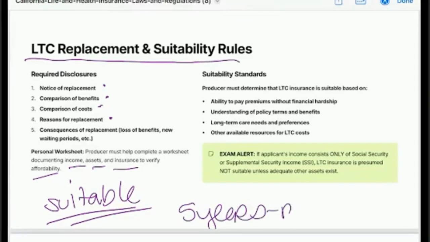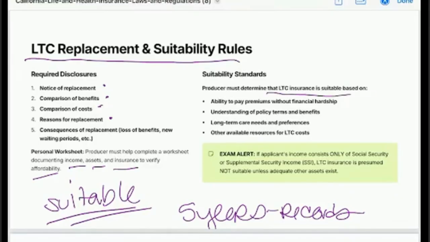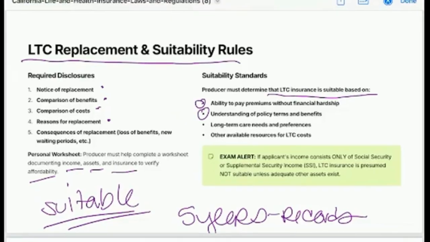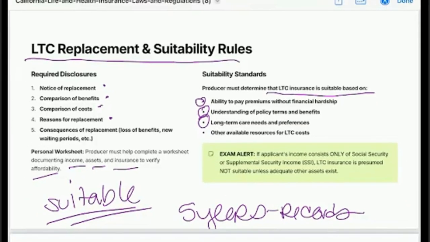Suitability standards: producers must determine that the long-term care policy is suitable based on their ability to afford it, their ability to pay premiums without financial hardship, making sure that they can understand the policy terms and benefits, their long-term care needs and preferences, and other available resources for long-term care costs. Exam alert. If applicant's income consists only of Social Security or SSI, supplemental security income, long-term care insurance is presumed not suitable unless adequate with other assets.